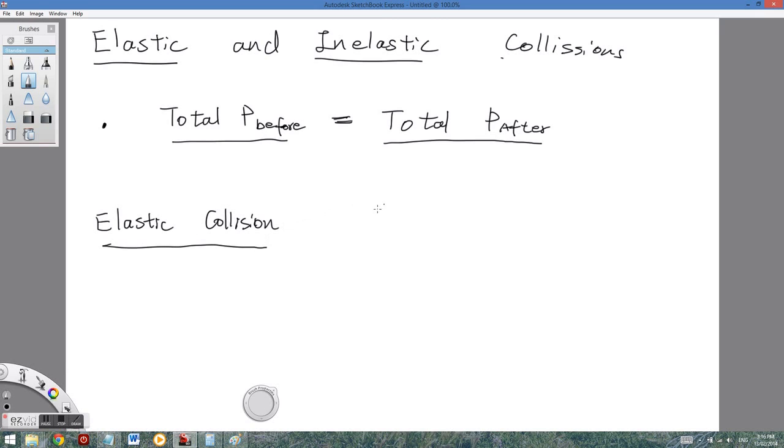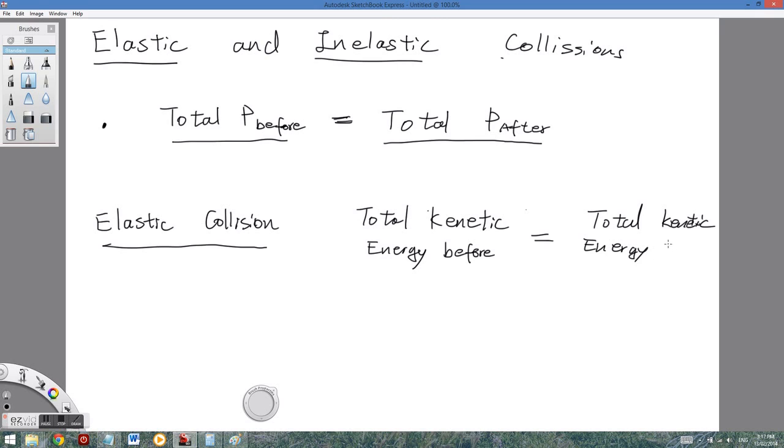Elastic collision is when the total kinetic energy before equals the total kinetic energy after. Just remember, in the chapter of motion in physics, we're dealing with forces, we're dealing with momentums. Also, we have to deal with kinetic energies. They're all different. Don't get them confused. If the total kinetic energy before is the same as the total kinetic energy after, it means an elastic collision.